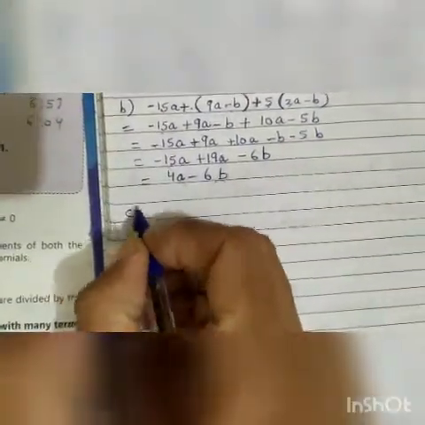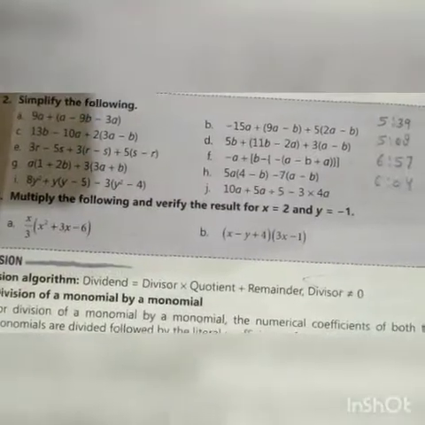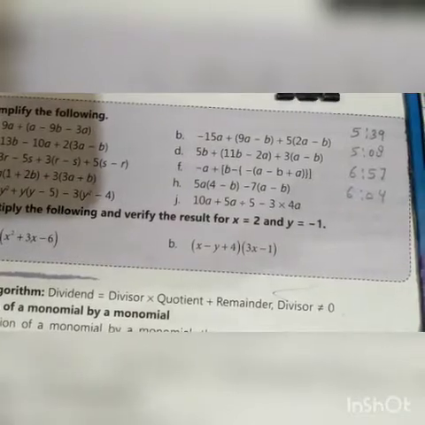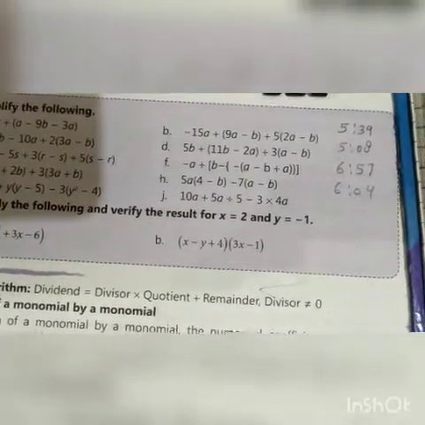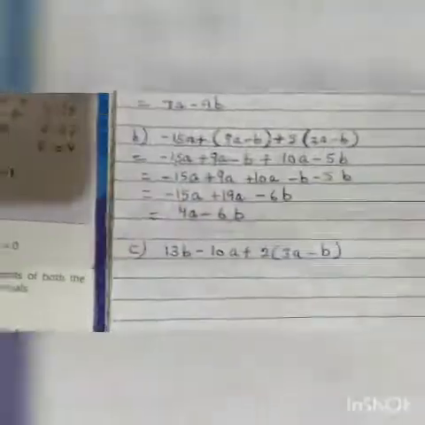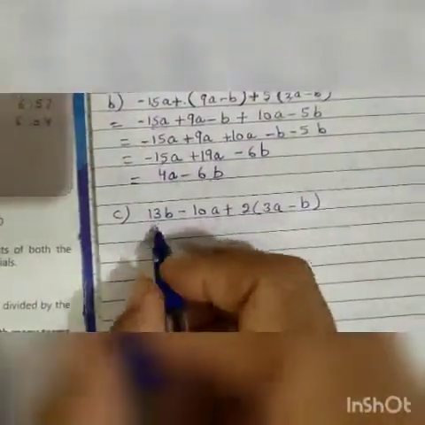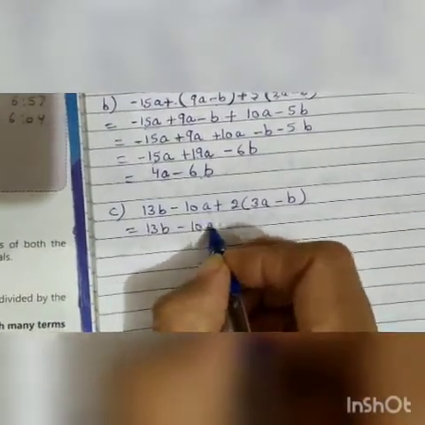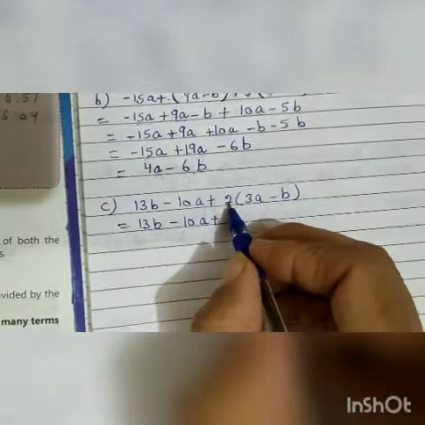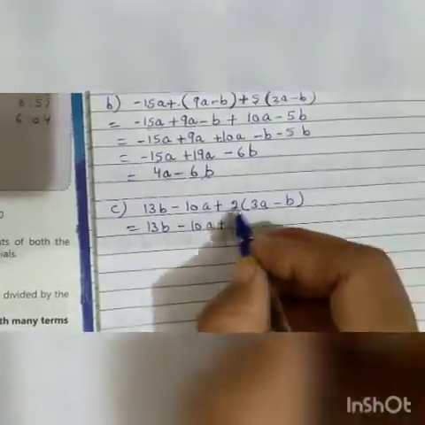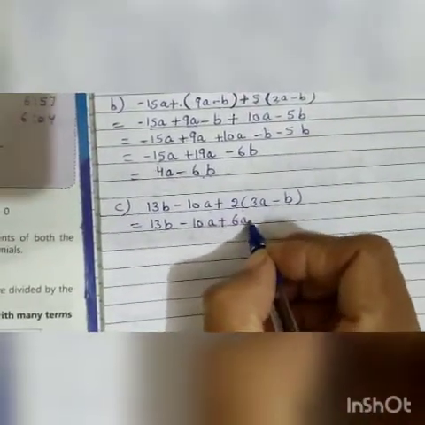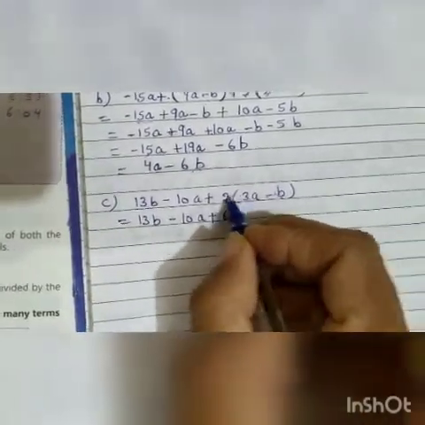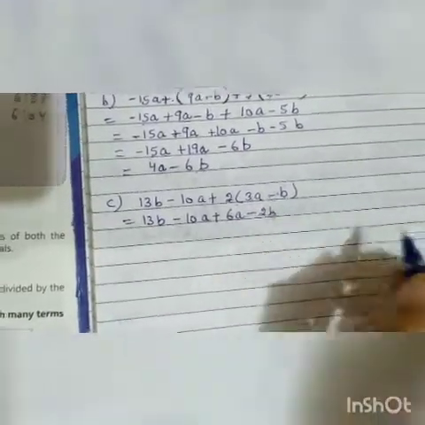Come to its C part. C part is 13b minus 10a plus 2 into 3a minus b. See here. First we will write this 13b as it is, then this minus 10a plus. Again we will multiply this 2 within this bracket. 2 times 3a is 6a, minus 2 times 1b. It will be taken as 1b. So 2 times 1b is 2b.